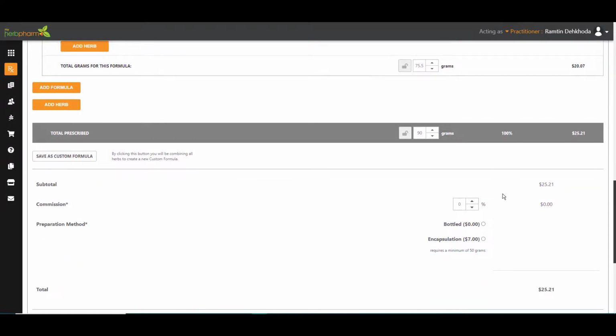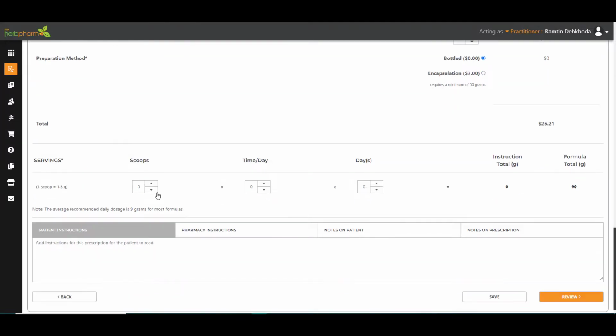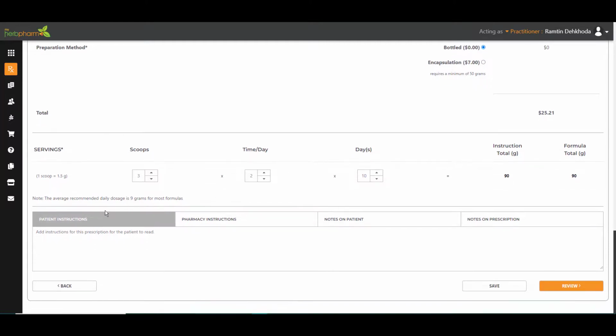So once you're done, you're going to click bottled here. You're going to type in what percentage commissions you'd like, which you would receive a check from us at the end of the month, and give your patient instructions here. I want 3 scoops twice a day for 10 days, we said. And if at any time you couldn't do the math in your head, you could always type it in here and you can see what that looks like. So 10 days will be 90 grams, and he did prescribe 90 grams. So you're good there. And down here, patient instructions, this will show up on the label.